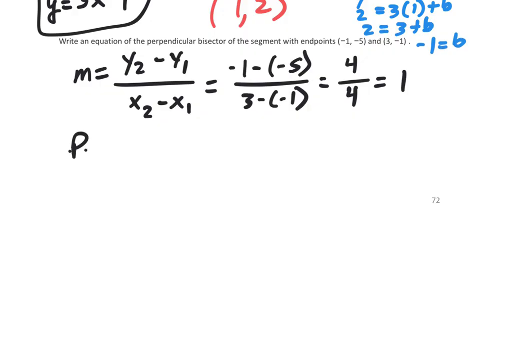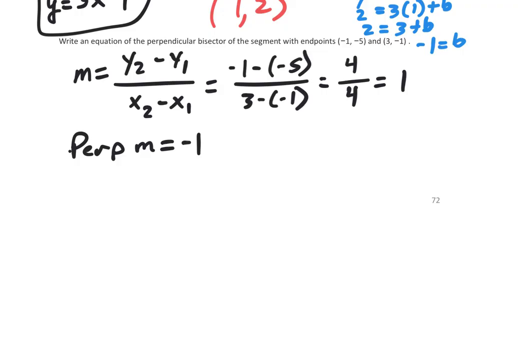Okay, the perpendicular slope. What would be perpendicular to a slope of 1? -1. If I flip 1, it doesn't change anything, right? 1 is 1. But we do have to do the opposite. So my perpendicular slope would be -1. So that's the first thing.